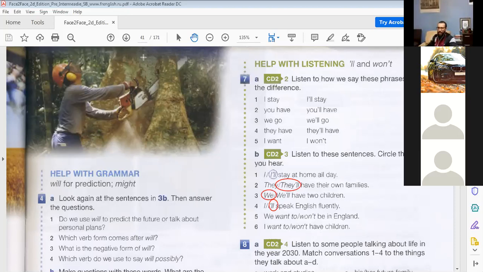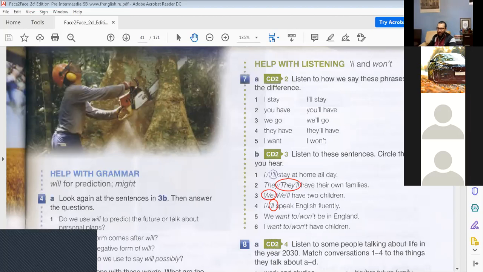I'm going to pause after each one so you can listen carefully. Okay, let's check. Track 3. 1. I'll stay at home all day. 2. They'll have their own families. All right, so this is correct. They'll have their own families. Okay, nice.